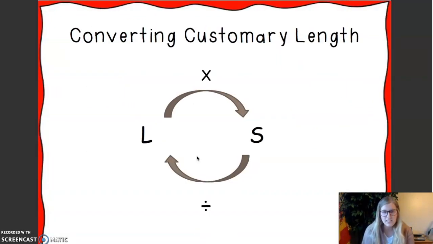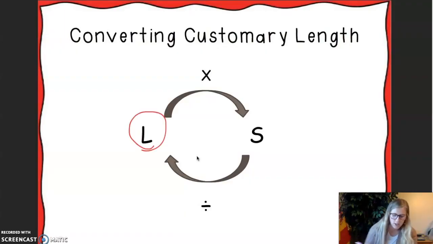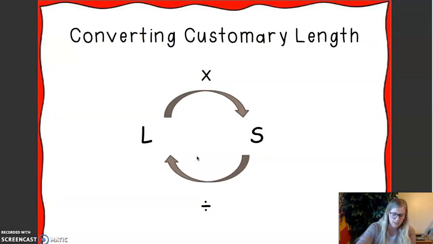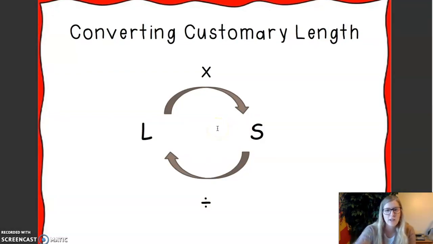So go ahead and write this down on a piece of paper in your math notebook maybe. We've got converting customary length. This will help you. The L stands for large and the S stands for small. If you have a unit of measure that is larger than what you're trying to go to, you will multiply to get the smaller number, okay? If you start with the smaller unit of measure and you want to find out the larger unit, you're going to go this way, which means that you will divide to find the correct answer. Okay, go ahead and write that down. If you need to pause the video, you can.